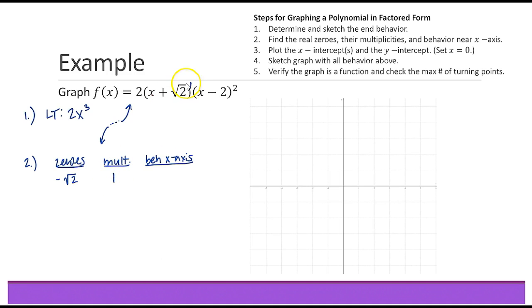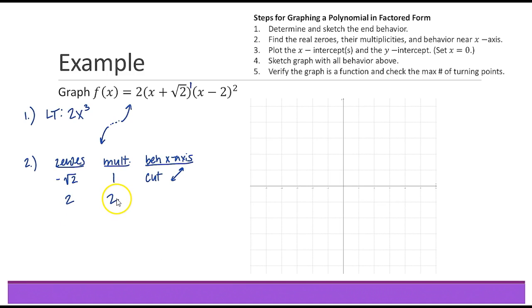So if the multiplicity of the power is 1, it's going to act just like y equals x. So it's going to cut through the x-axis, right? So you can write the word cut, or maybe just draw a little line to remember it's just going to go straight through. The second zero is going to be positive 2. If I set the factor x minus 2 equal to 0, I'll get positive 2. The multiplicity is 2, which is the power of the factor.